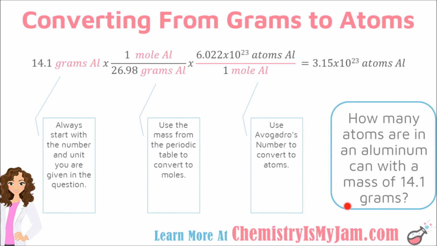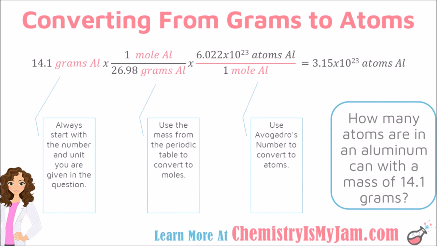So here's the question. How many atoms are in an aluminum can with a mass of 14.1 grams? So if you take an average aluminum can, it has a mass of 14.1 grams. Follow your process. Always start with the number and the unit that you're given in the question. So I'm starting with 14.1 grams of aluminum. Next, whatever unit I have here needs to go on the bottom of this fraction. So I'm going to use the mass from the periodic table to convert from grams of aluminum to moles of aluminum. And grams needed to go on the bottom so that grams would cancel out.